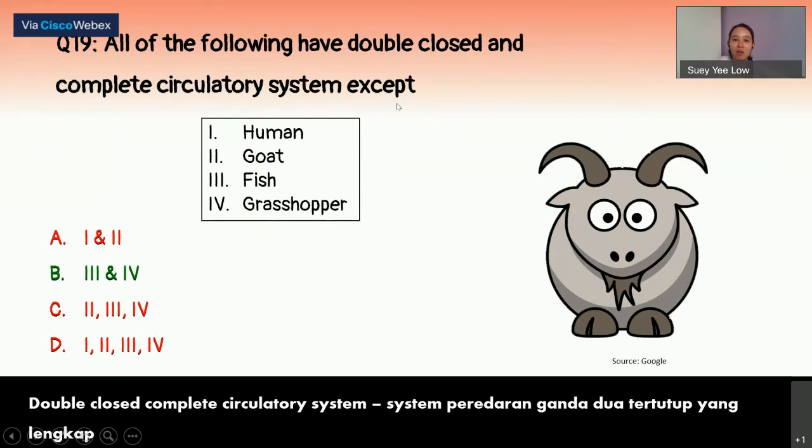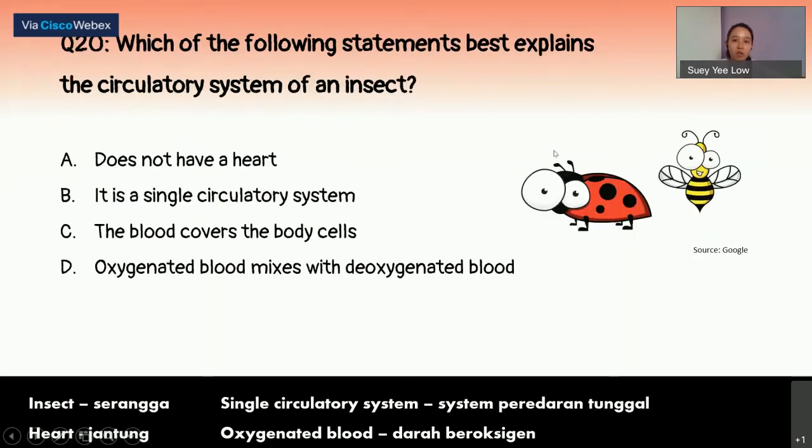Just like me. Okay, so question 20. Which of the following statements best explains the circulatory system of an insect? Be careful, it says an insect. An insect belongs to the open circulatory system. So, does an insect not have a heart? B, is this a single circulatory system? C, does the blood cover the body cells? D, is the oxygenated blood mixed with deoxygenated blood?